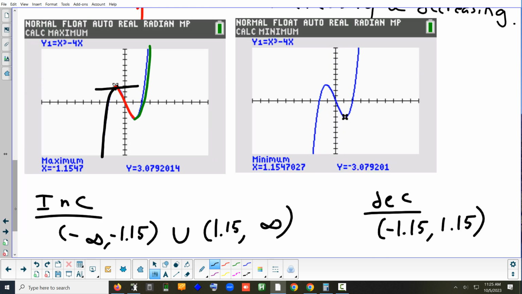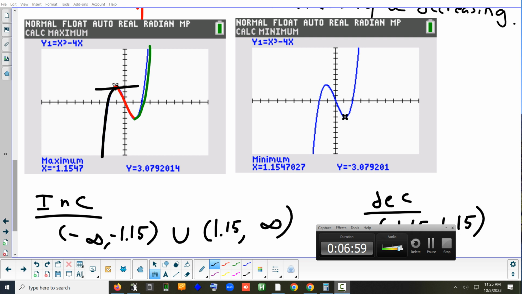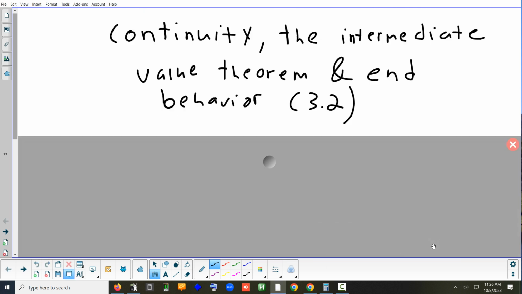Question on that? So that was really it from 3.1. It just ties in finding the local mins and maxes into increasing and decreasing. Okay.